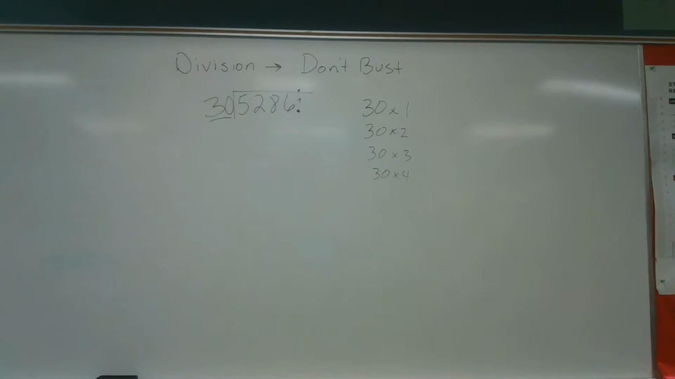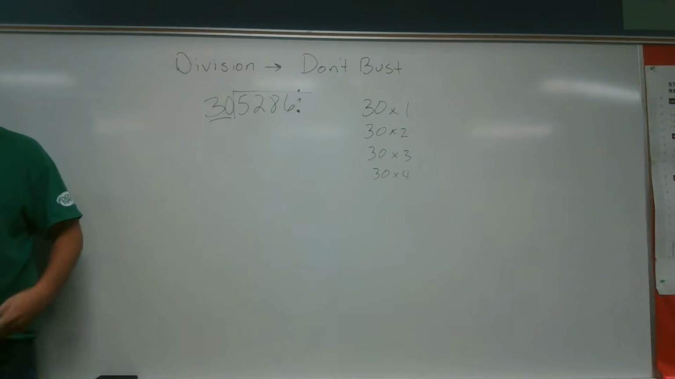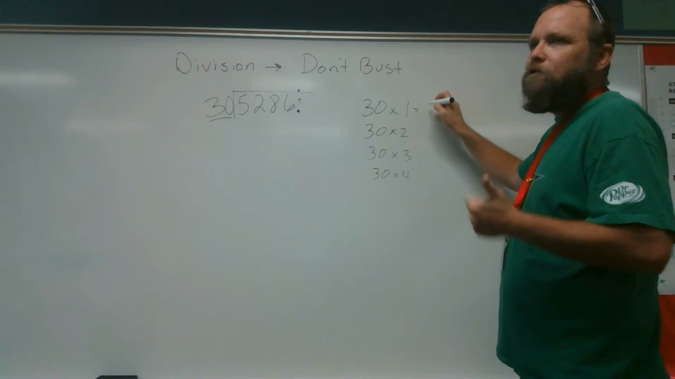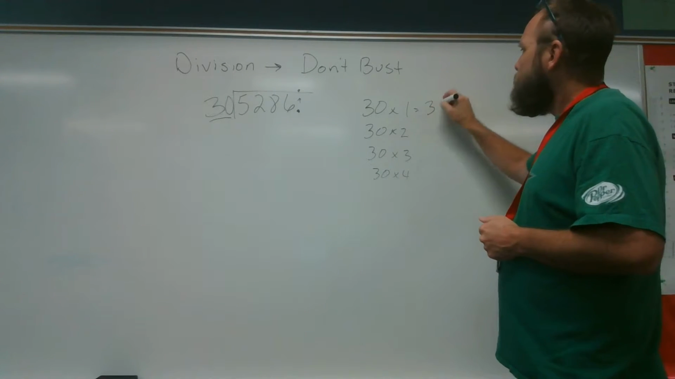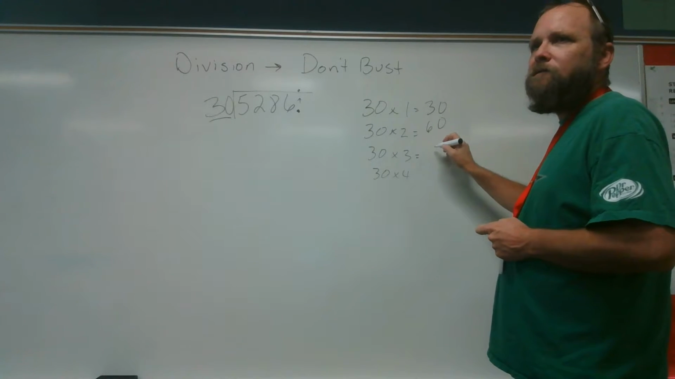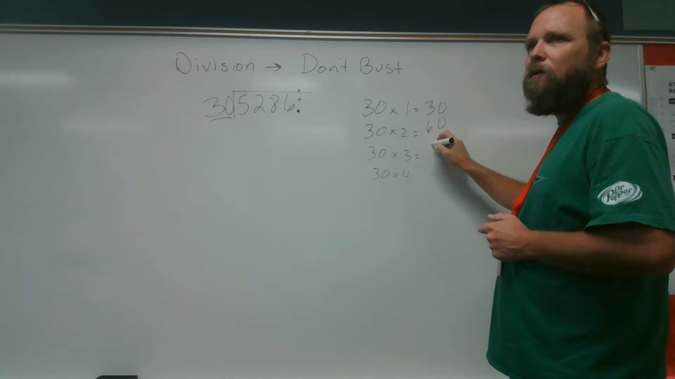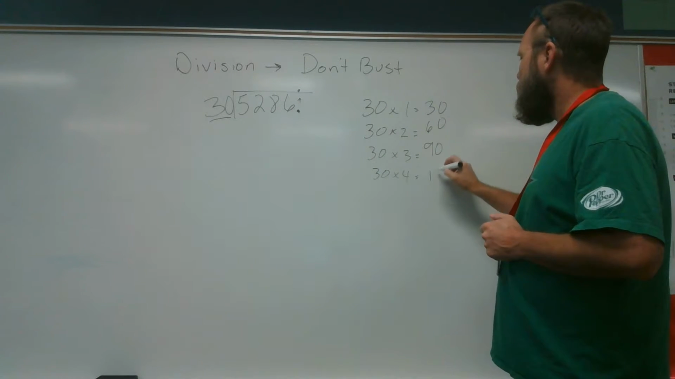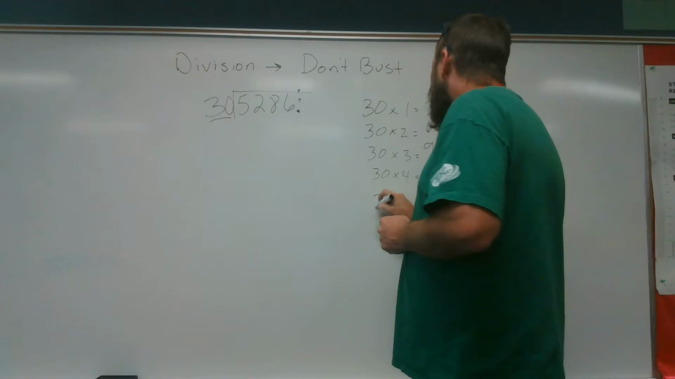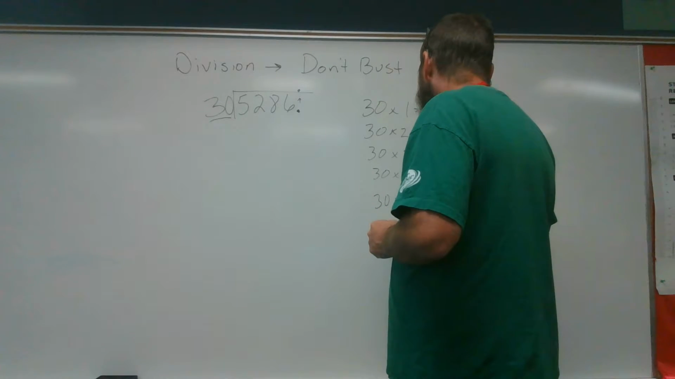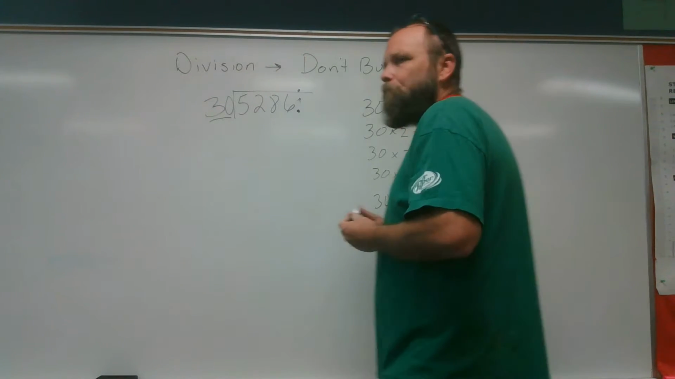Can you count by 3s, Caroline? Count by 3s for me. What's the first if you're counting by 3s? 3. What's the second? 6. What's the third? 9. So that's 90, 120. 30 times 5 is 150. 30 times 6 is 180.